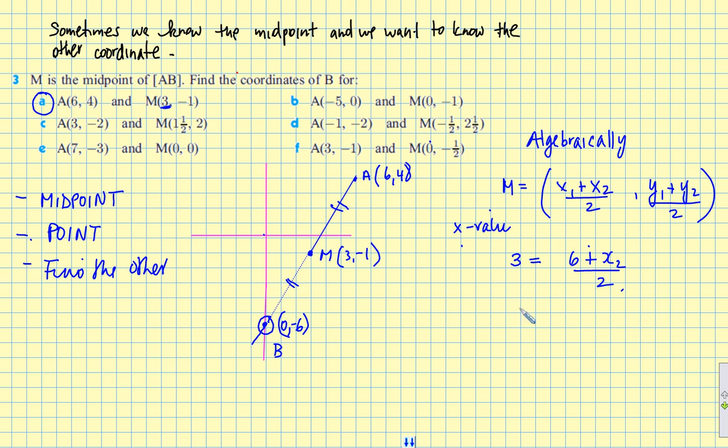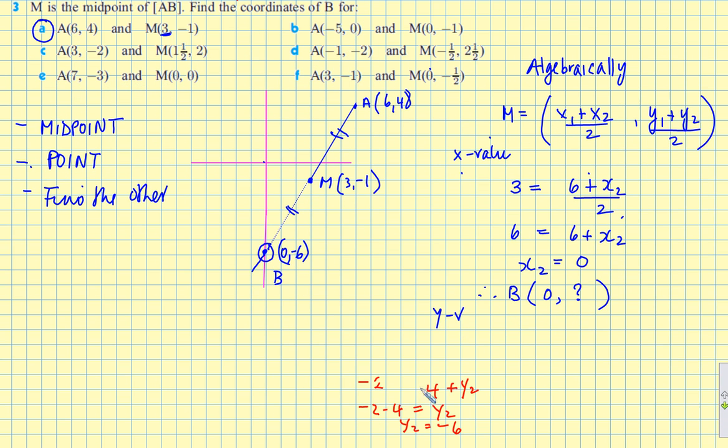And then I'll isolate for x, so I'll have 6 is equal to 6 plus x sub 2. And I end up getting that x sub 2 is equal to 0. So therefore, I know at this point that the other endpoint B has an x value of 0. Now, I have to figure out what the y value is. So to figure out the y value, I'm going to move this up a little bit. My y value of the midpoint is equal to negative 1, because it's up here in the problem.